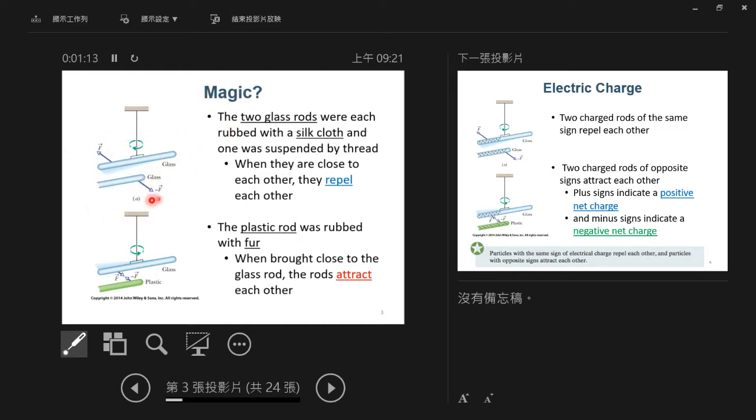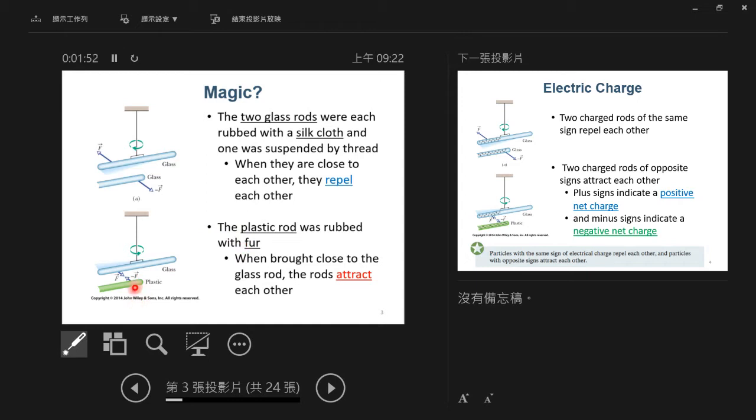So we have a simple experiment. We have two glass rods, each rubbed with a steel cloth, and one is suspended by a thread. This is a glass rod, this is another glass rod, and if we rub them with a steel cloth, there will be a force repelling them. One force acts on this rod toward this side, and another force acts on the other one toward that side.